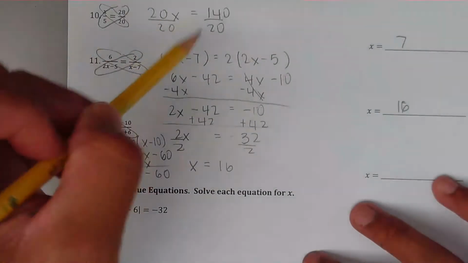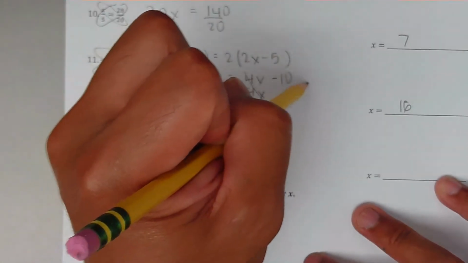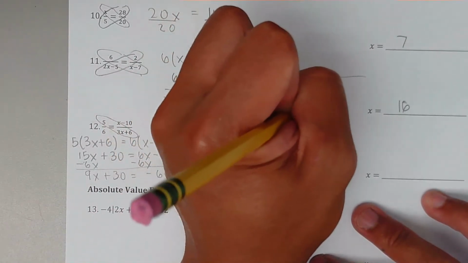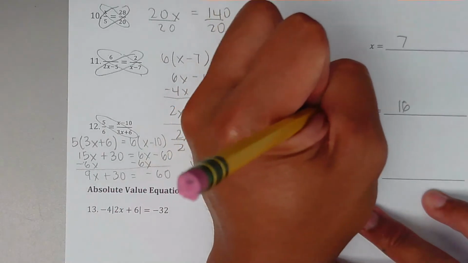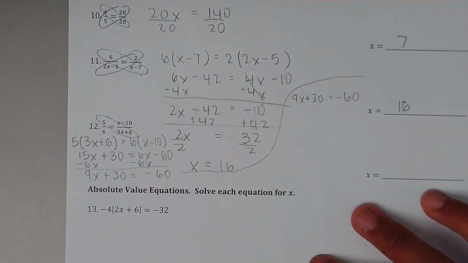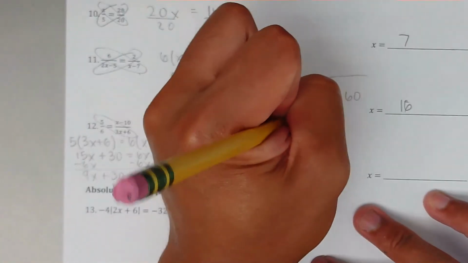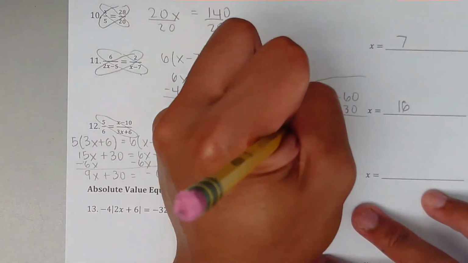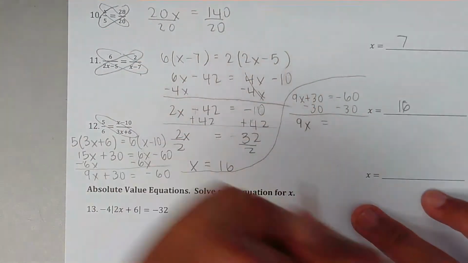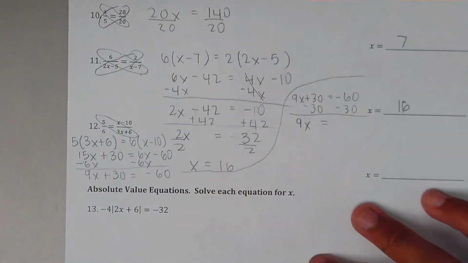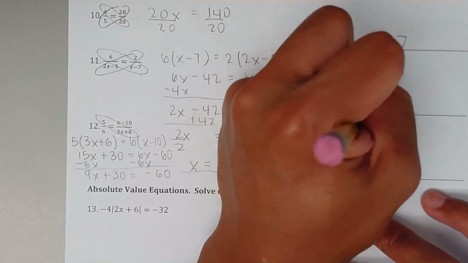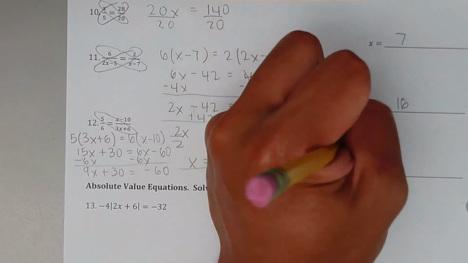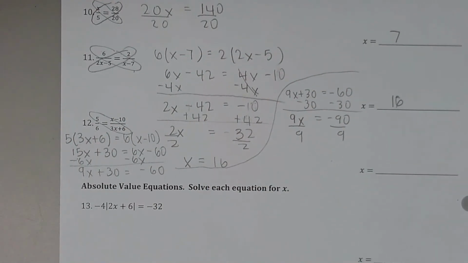All right, let me just try to get this out of the way. We'll show work over here. 9x plus 30 is equal to negative 60. All right, subtracting 30 from both sides. We get 9x is equal to negative 70, or sorry, negative 90. Dividing both sides by 9, we get x is equal to negative 10.